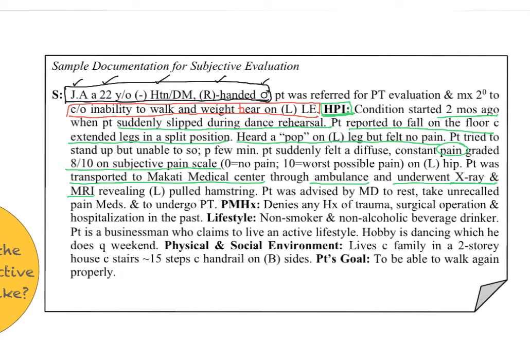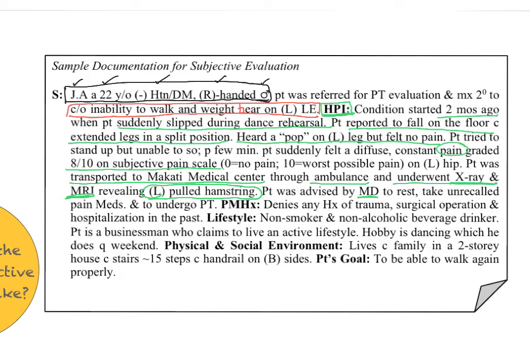So this one, the ancillary procedures, very important. And then the PT asked the patient regarding the results of the ancillary procedures, the X-ray and the MRI, to which the patient told the PT, the doctor told him he has left pulled hamstrings. Okay, so patient was advised by the MD, or by the doctor, to rest, take medicines and to undergo PT.